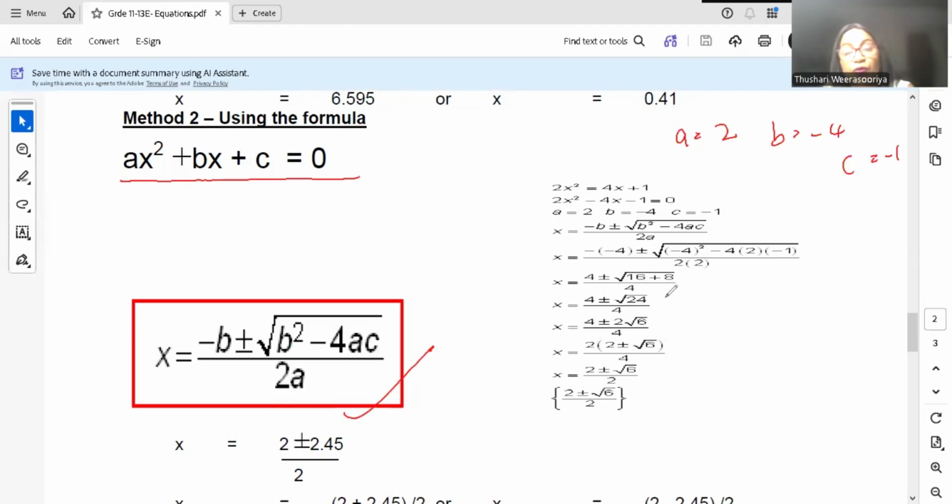You can write the square root of 24 as 2 square root 6. Can you remember how to simplify surds? Square root 24, you can write 4 into 6. Can you remember this from the first chapter? That is 2 square root 6. You can write it here, then 4. Then you can simplify this. 4 and 2 you can cancel. Then there you get this, right? Then x equals the square root of 6.